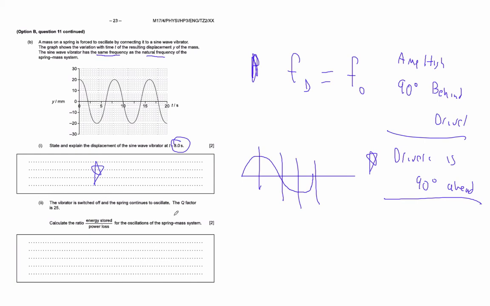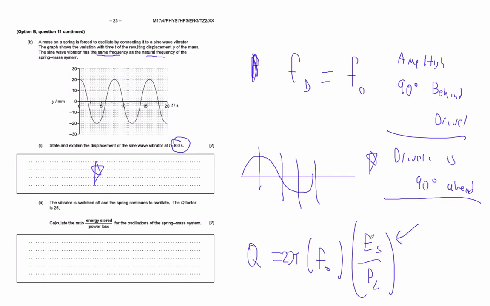Okay, the vibrator is switched off. The spring continues to oscillate. The Q factor is 25. So what we're going to say here is Q is 2 pi times the resonant frequency, right, and then energy stored over power lost. All they want us to do is just solve for this factor right there. We don't need to solve for this or this, just simply whatever is in the parentheses, okay?